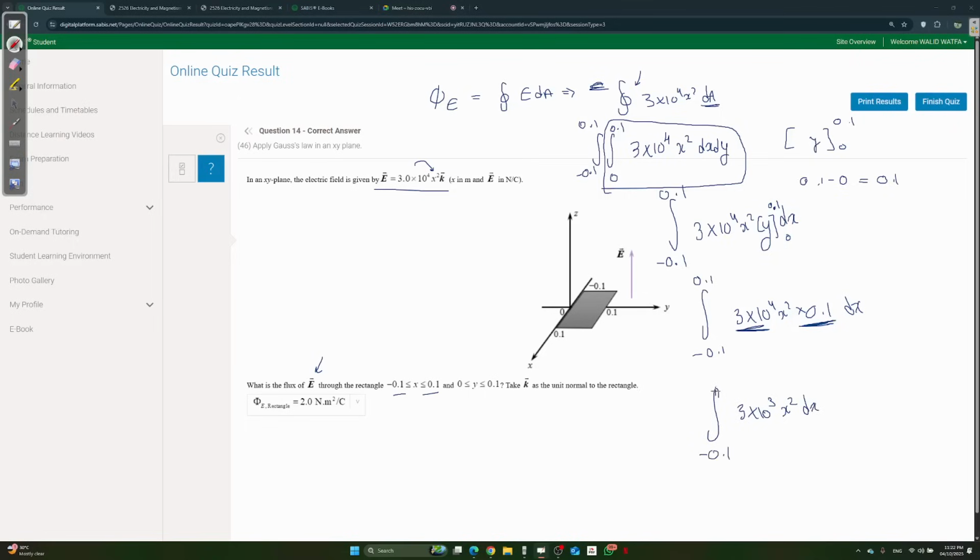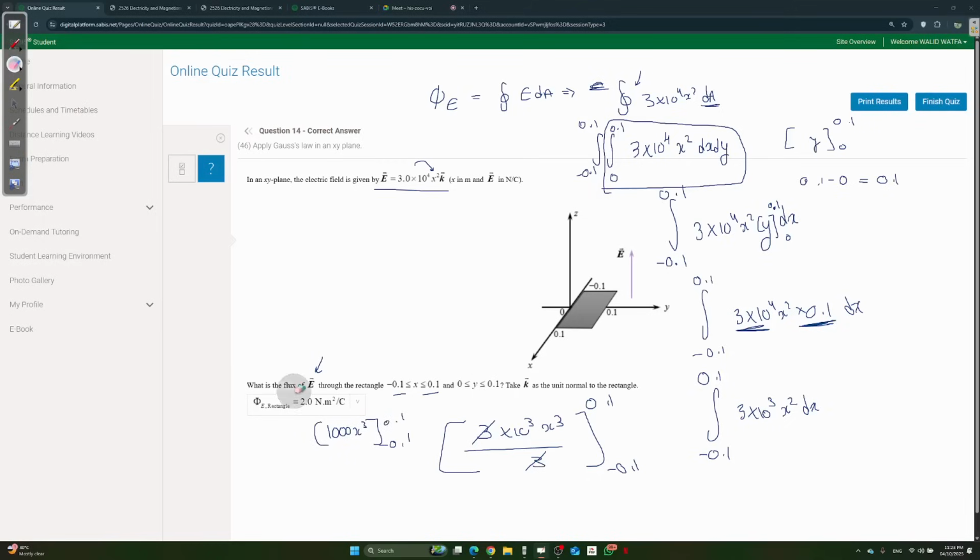And don't forget your parameters. Now integrating this would get you 3 times 10 to the 3 x cubed over 3, from negative 0.1 to 0.1. Now this is going to be very easy. The 3 and 3 cancel. You'll get 1000 x cubed from negative 0.1 to 0.1.